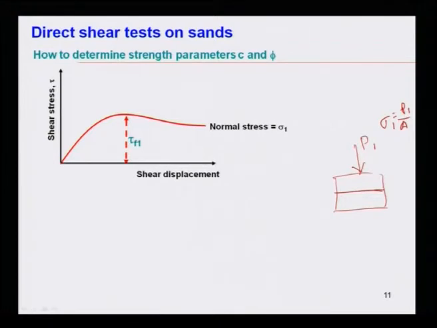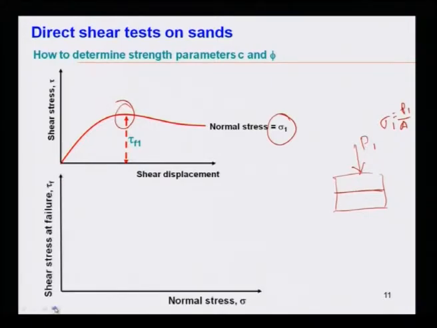So, for a particular normal stress sigma 1, draw your shear stress versus shear displacement and find from the peak the shear stress at failure. You can find tau f 1 from the peak; that means for one test, for the first load P1 or normal stress sigma 1, you will get tau f 1.